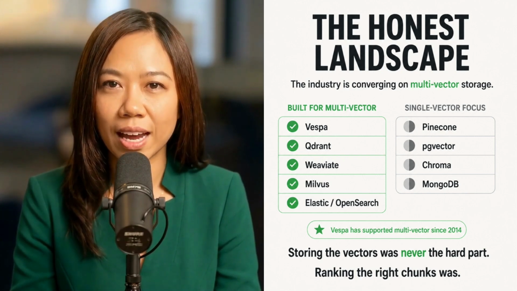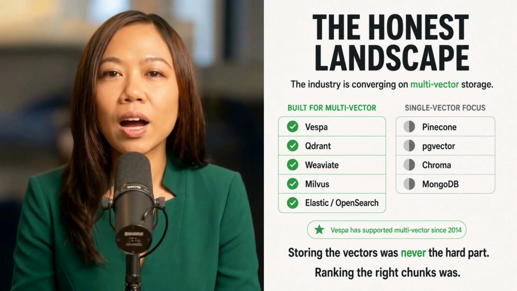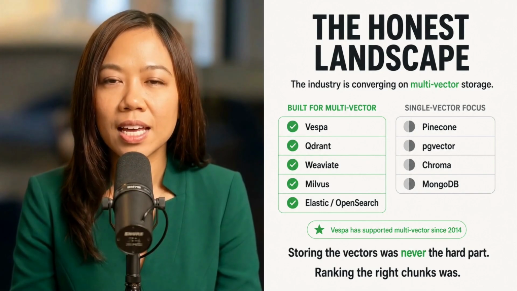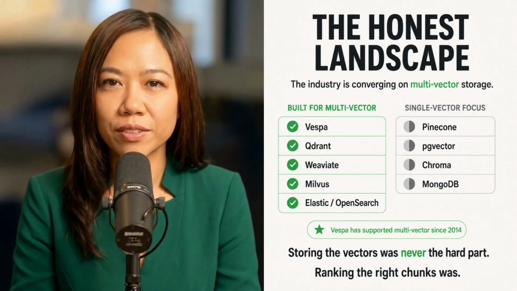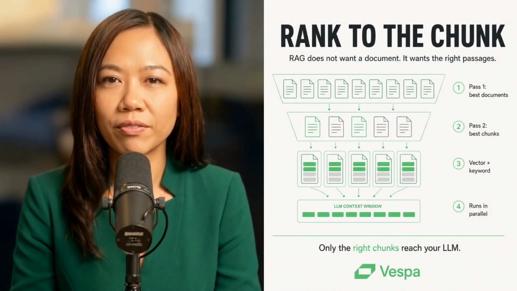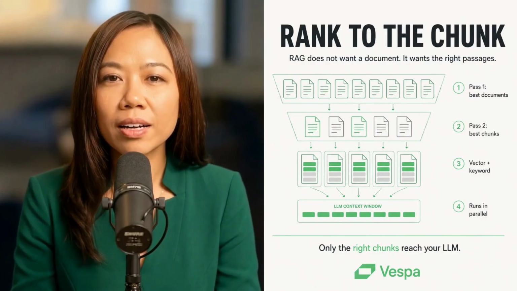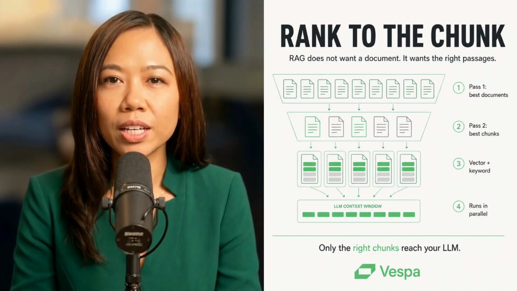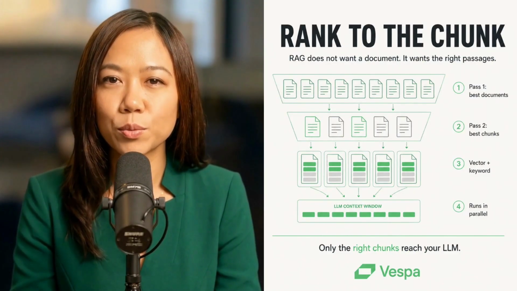Some mean Colbert-style token vectors. The question is not whether you can store multiple vectors, it's whether you can rank and retrieve the right chunks. This is where Vespa really shines. RAG needs the right passages to put into the large language model's context window.